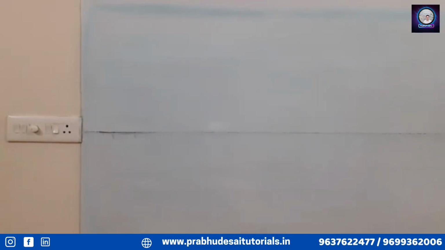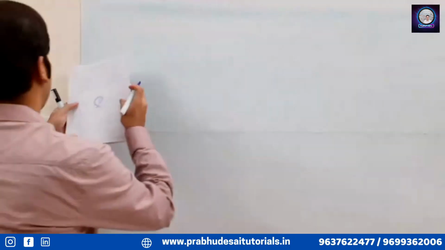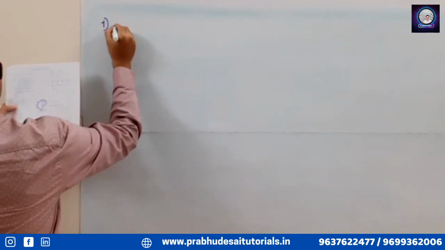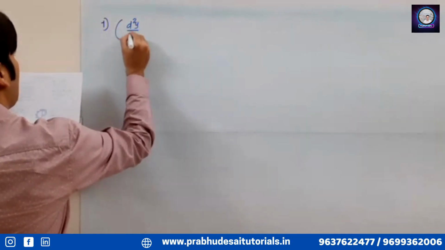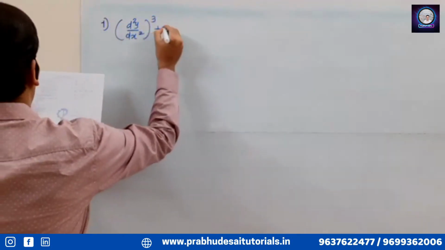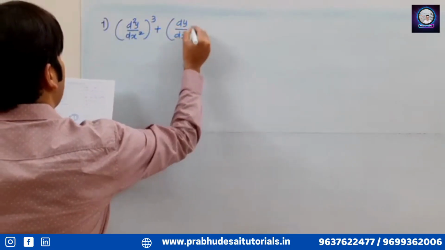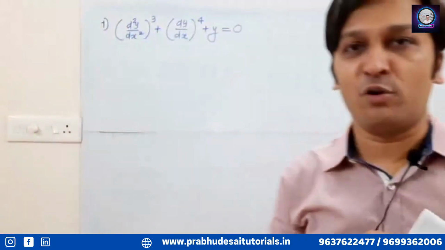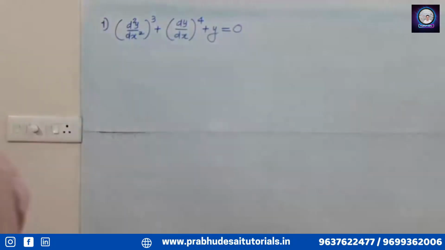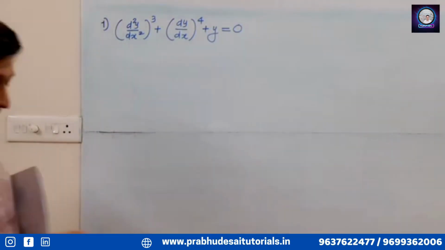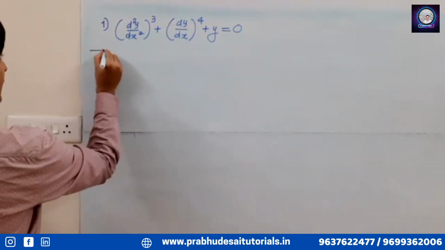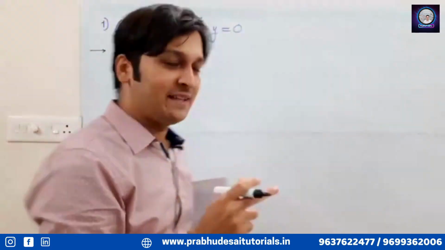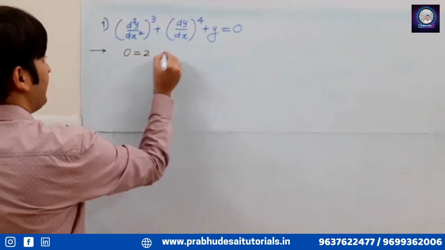Yes, so we'll start with question number 1. Concentrate now. We want the order and degree of this. Question number 1: d square y by dx square, bracket cube, plus dy by dx, bracket raised to 4, plus y is equal to 0. Tell me quickly what is order and what is degree. Do you find the highest ordered term here? Yes, order 2, degree 3, correct.